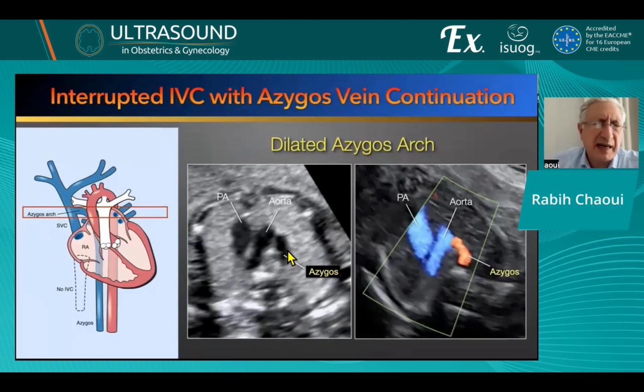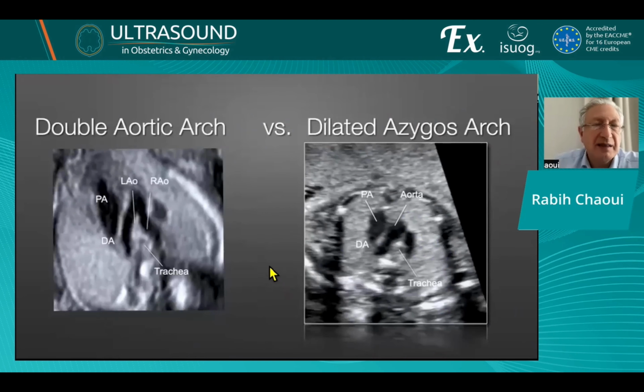Under normal conditions, it's rare that you see the azygos unless you have a high resolution probe and a little bit later gestational age, but in general you don't see the vessel. And then by putting color, it will show you the flow. This is really important to have color because you can demonstrate this. Otherwise, looking at this plane, you may think it is a double aortic arch, and this is a picture of how you differentiate between the double aortic arch and a dilated azygos.